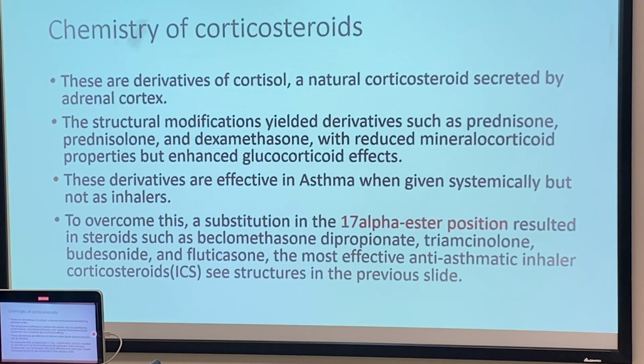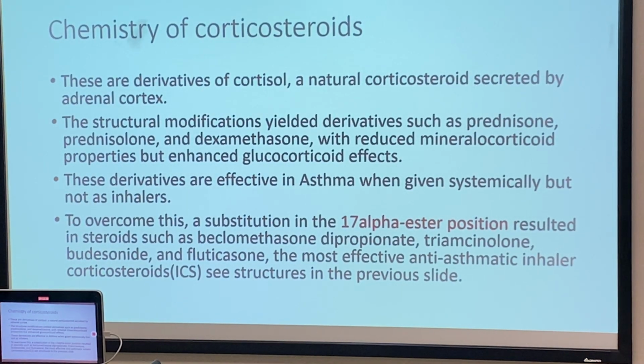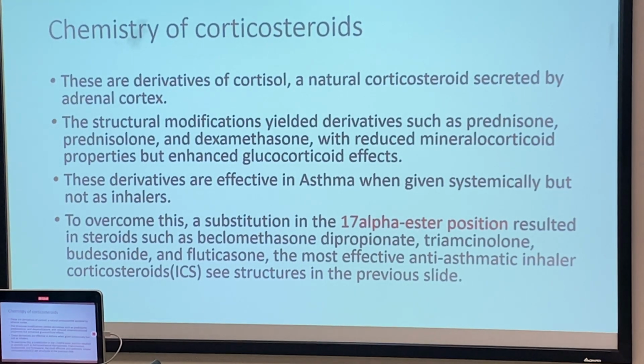Here are the chemical modifications. Again, the natural corticosteroid is cortisol, as you all know. Structural modifications make derivatives like prednisone, prednisolone, dexamethasone. They have reduced mineralocorticoid function, but increased glucocorticoid function. Okay? And they are effective in asthma when given systemically. So prednisone, prednisolone, dexamethasone are systemically active drugs but not effective inhalers.